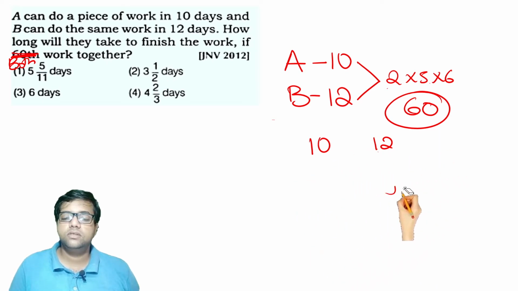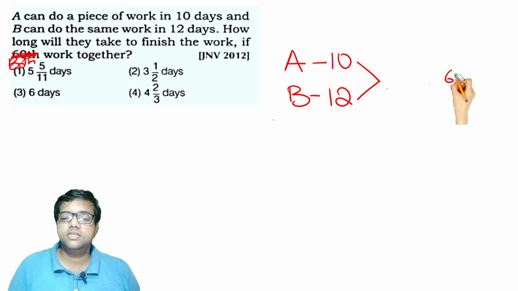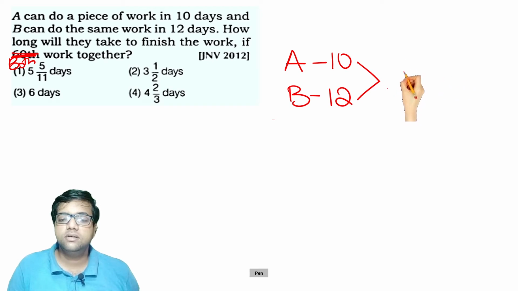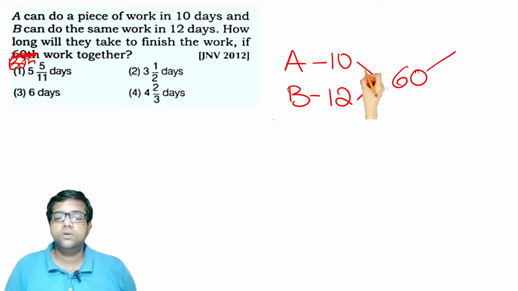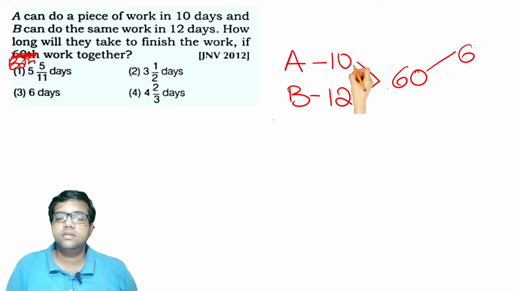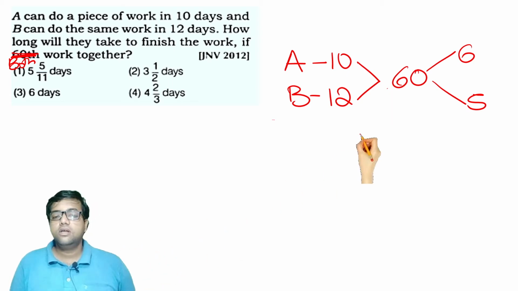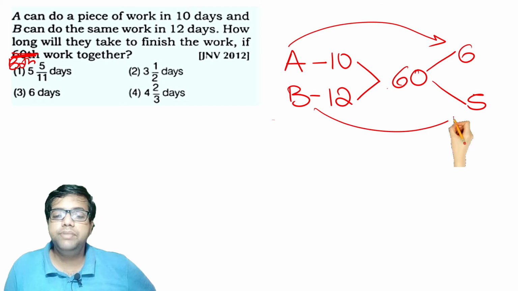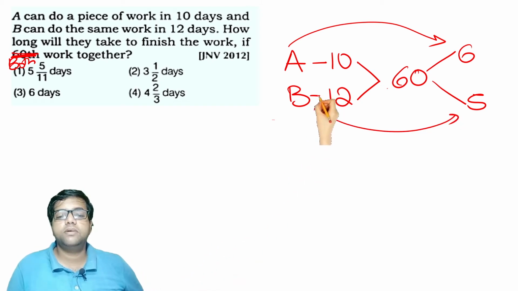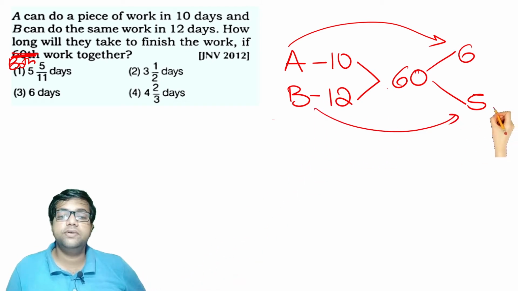So once you get 60, you need to divide 60 by these numbers. 60 divided by 10: 10 6s are 60, and 12 5s are 60. Therefore A is working for 6 units every day, and B is working for 5 units every day.